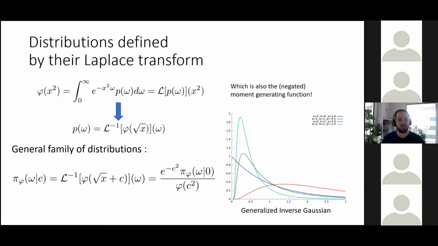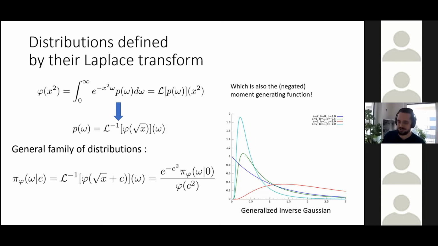We can already define a general family of distributions. I'm going to call it pi of phi because it's implicitly depending on phi. And I'm just going to add this additional parameter c, which is just an exponential shift, which means that we move the distribution in the Laplace space. This is going to be useful to define conditional distributions in terms of other parameters. And again, what does this distribution look like?